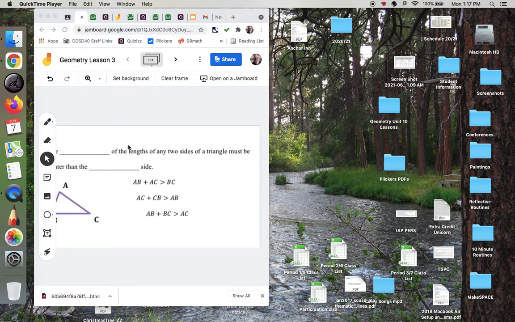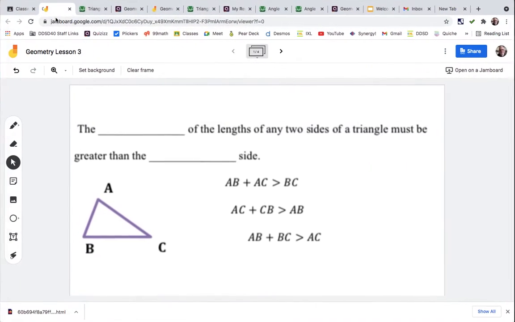This is a recap for Monday, June 7th. So the first thing we're going to do in the recap is go over the answers on Geometry Lesson 1.